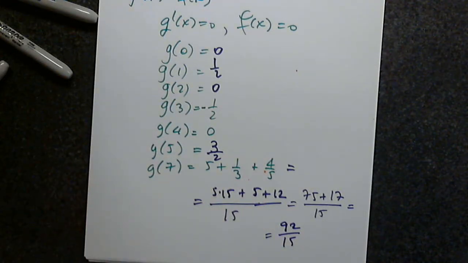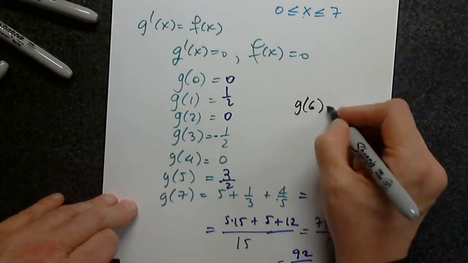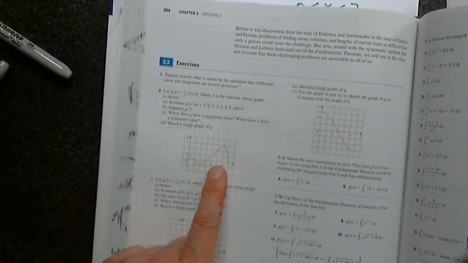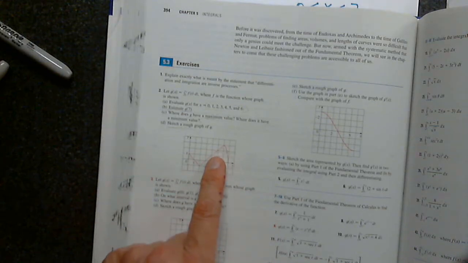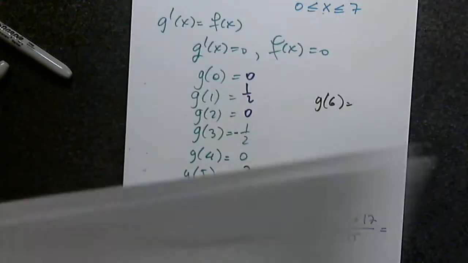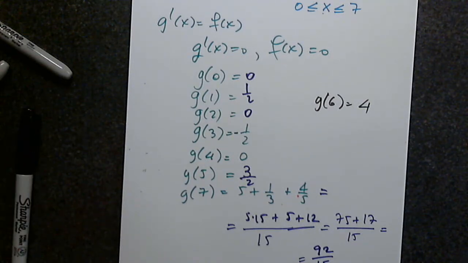Now, where is the area minimum? How about g of 6? Oh, we also have g of 6, we didn't look at g of 6, you're right. Thank you, I jumped from 5 to 7. Let's look at g of 6. 1, 2, 3, 4 and a half, so 4. Thank you very much, sorry about that.